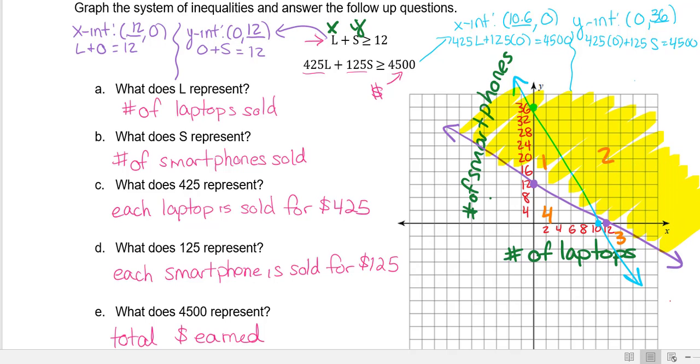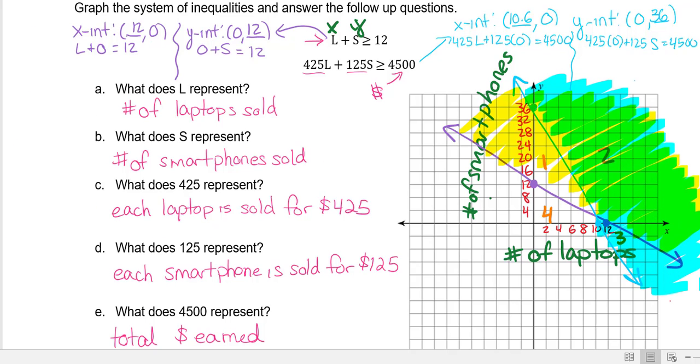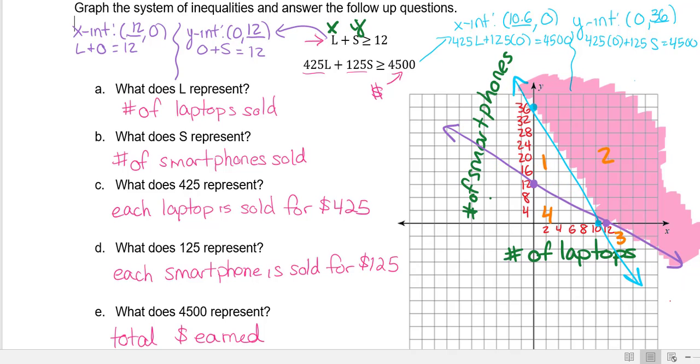More than 12 is going to be up here. And same thing with my $4,500. I know I want to make more than $4,500, so that's going to get shaded above this line as well. So we can see that 2 of my areas are shaded but don't overlap, and 1 area is the area that overlaps. So area 2 here is going to be my final solution of my area that I'm going to be shading in. So I'm going to go ahead and make that my final answer.